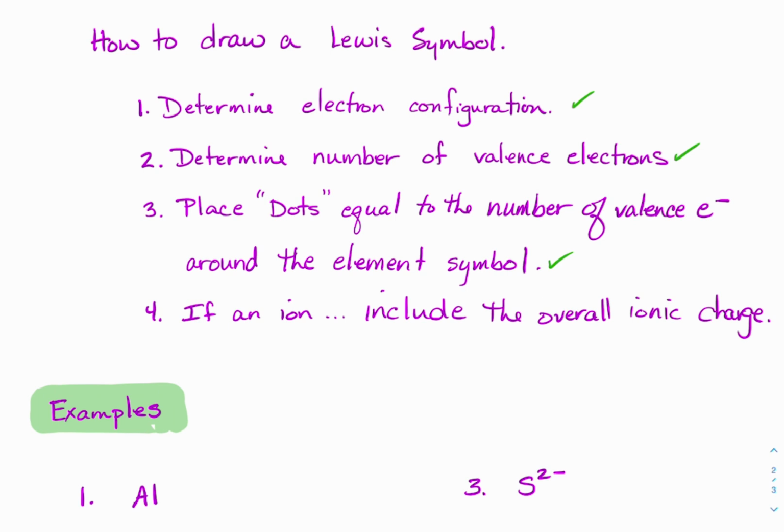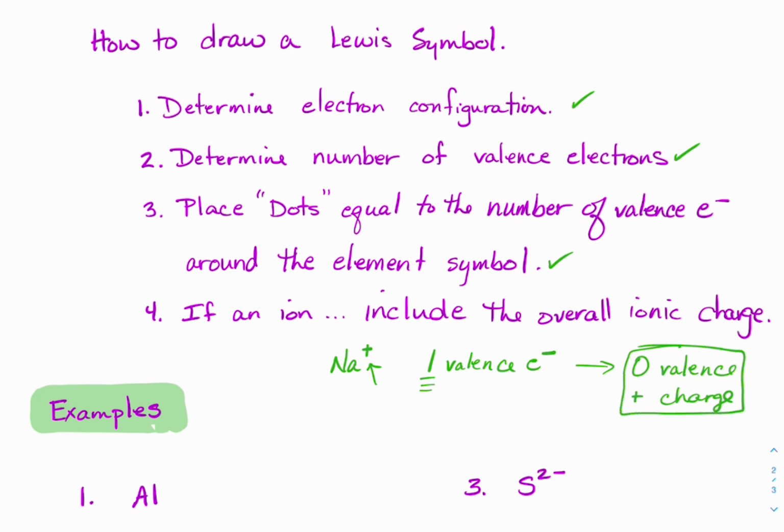For instance, if you have an atom like sodium and it happens to have a +1 charge, normally you would figure out from the orbital diagram and electron configuration that there is 1 valence electron in neutral sodium. But since it's a +1 charge, you're going to subtract that +1 from the value of valence electrons. So this will tell us there are 0 valence electrons, and it will have a plus charge. That value will be what you use in order to draw the symbol.